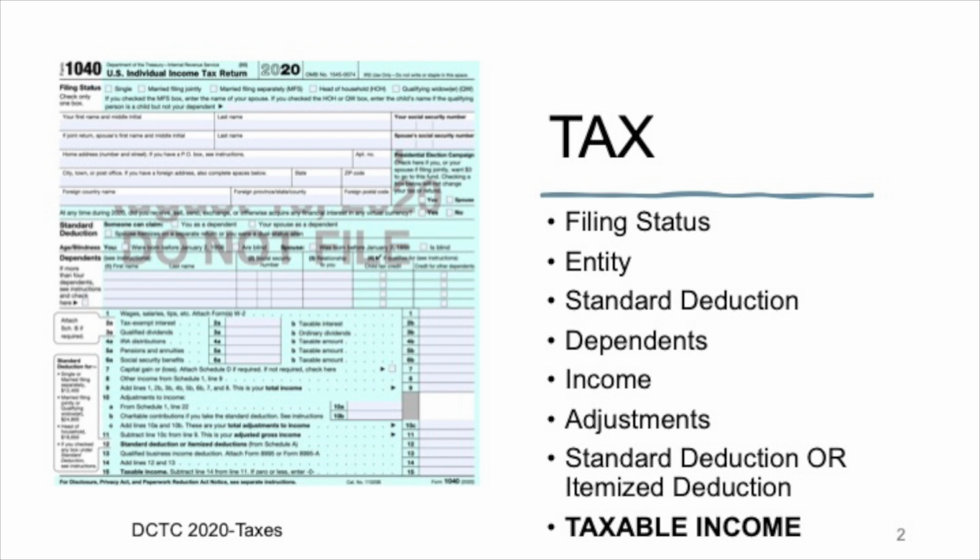Then we have the qualified business income deduction. This is an automatic calculation in TaxSlayer from the business schedule. So now we're down to taxable income, line 15. Here is where the taxes are figured.